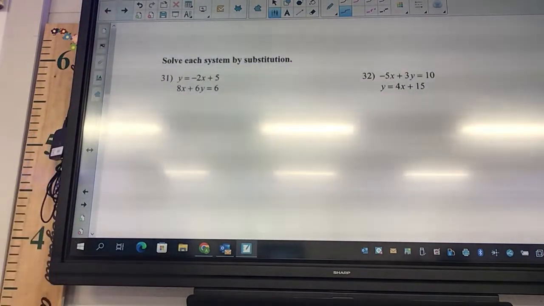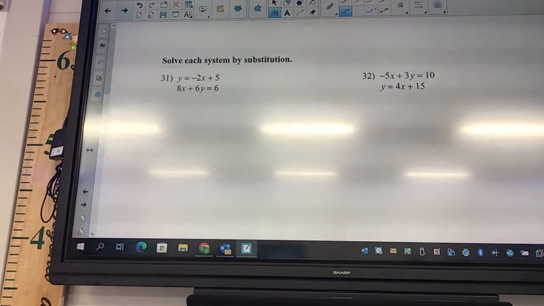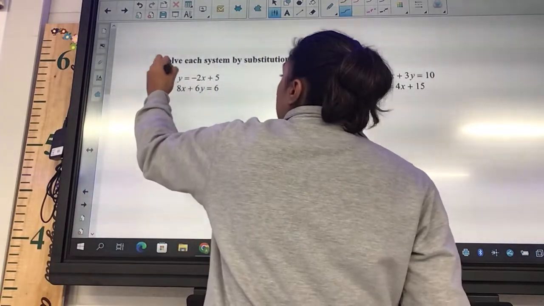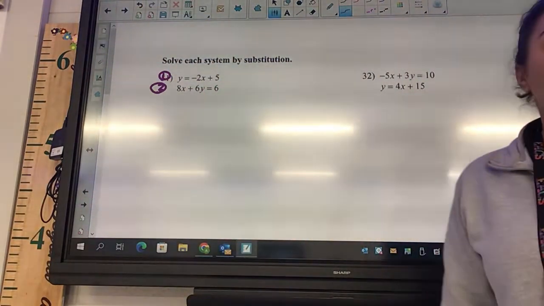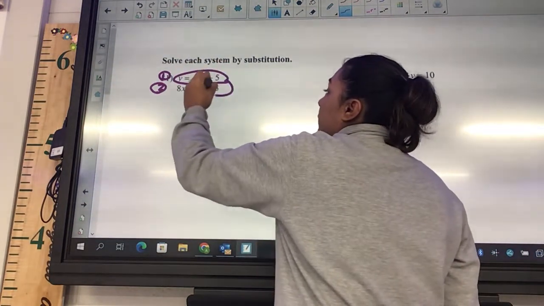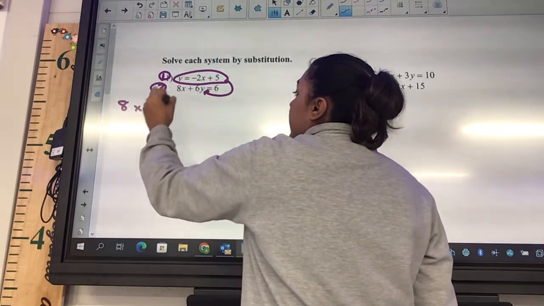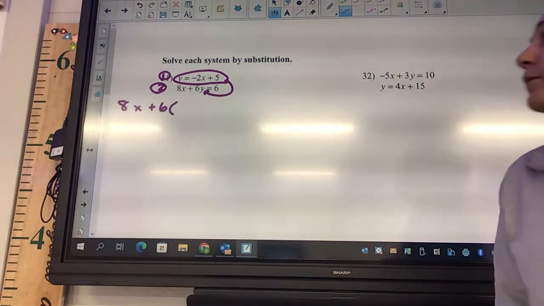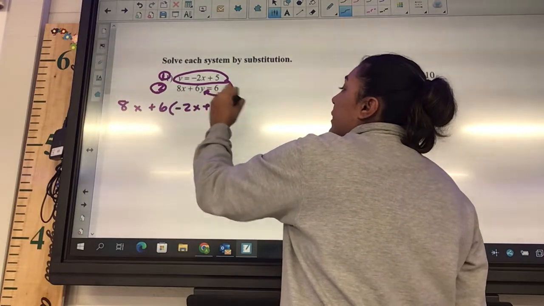Okay, substitution. What do we need to do first? Yeah, okay, so we're gonna number them. And we're gonna circle which one? The top, because it says y equals, and we're gonna plug it in down here. So it's gonna look like 8x plus 6, and instead of y, what am I writing? Negative 2x plus 5 equals 6.